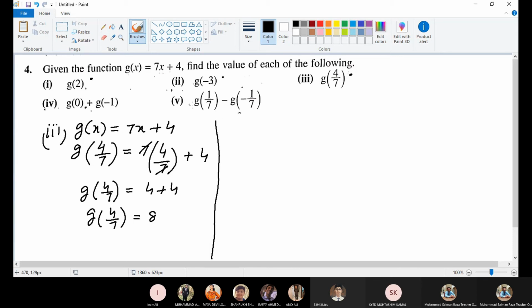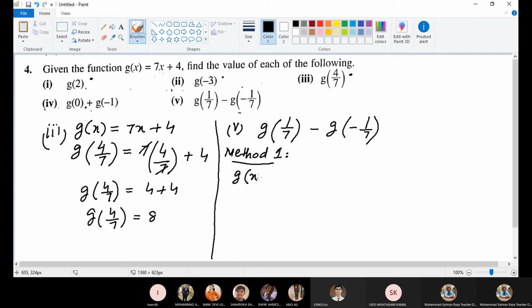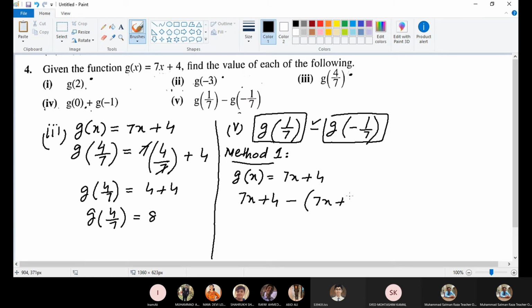For the fourth and fifth parts, I'm solving the fifth part for you guys, and that is g of 1 over 7 minus g of -1 over 7. Again, I'll be solving it with two methods. Method number one, if you could not understand it over there, says the function g of x is equal to 7x plus 4, and I'm going to copy it two times. One time for this, so I'm going to copy that 7x plus 4 and the minus sign over here. It is a very critical sign. So when I write 7x plus 4, I'll put the brackets on because of this minus sign.